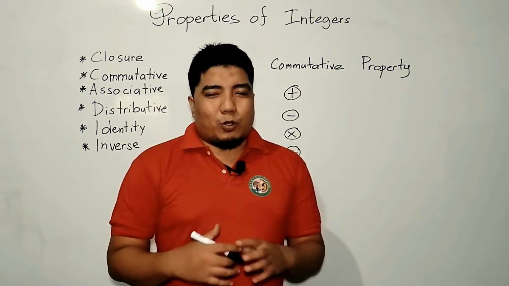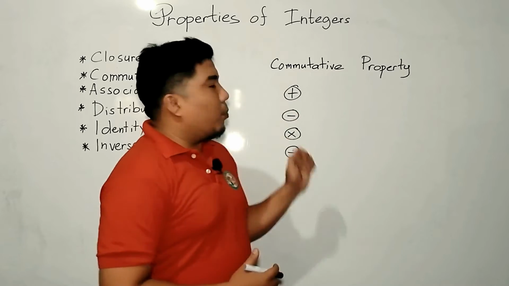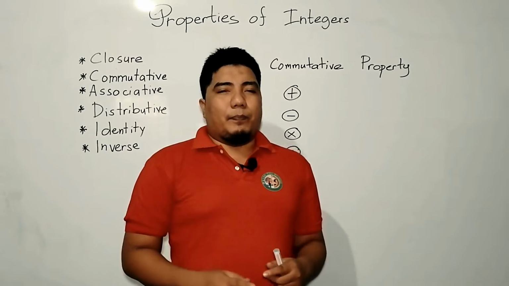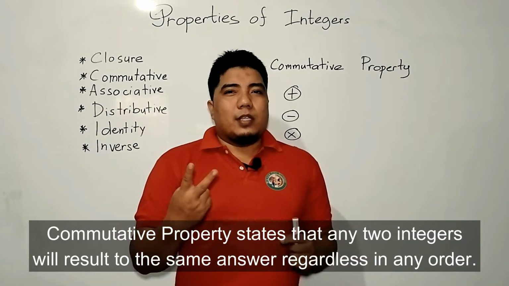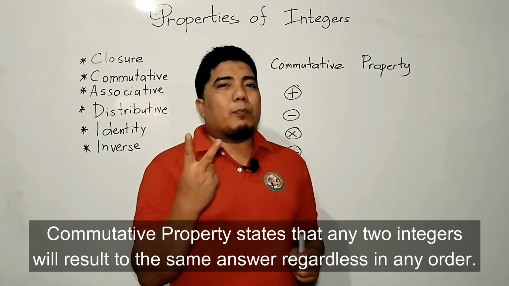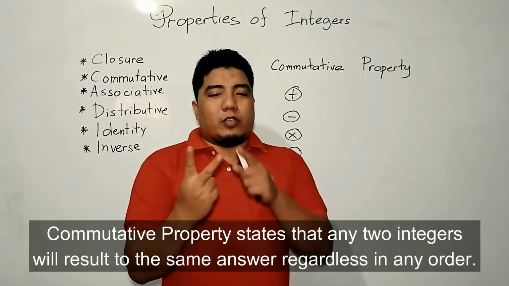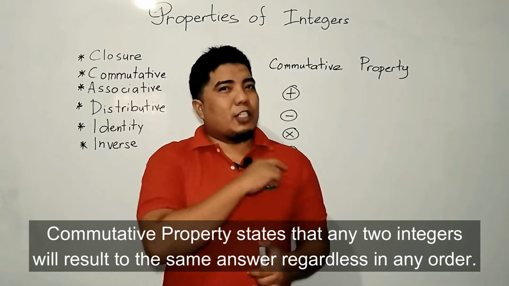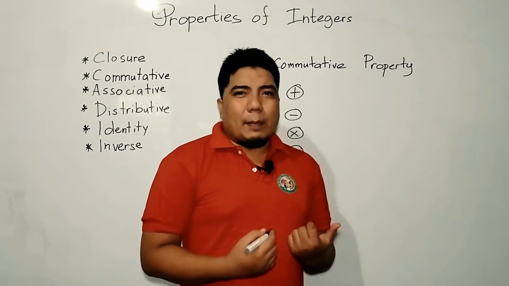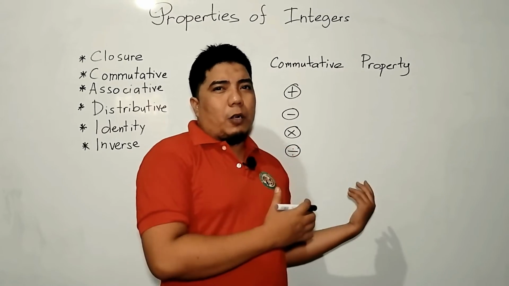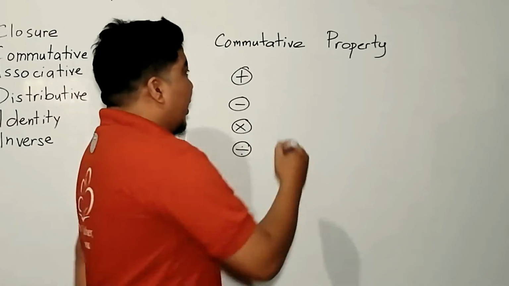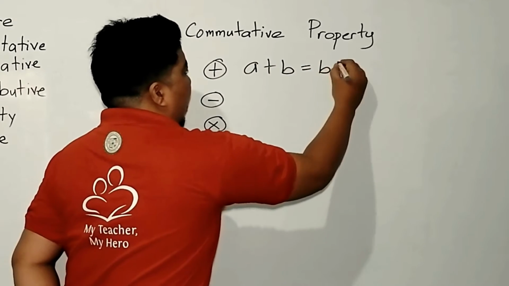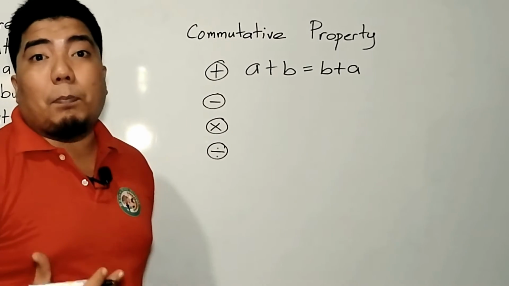Okay, math learners, let us go to our second property, which is the commutative property. Now, according to the commutative property, if two integers are being processed by an operation, regardless of whether you rearrange the position of those integers, the answer is still the same. Now, let's apply whether that is true to our operations. Now, in addition, it says that A plus B gives the same answer as B plus A. That is the commutative property.